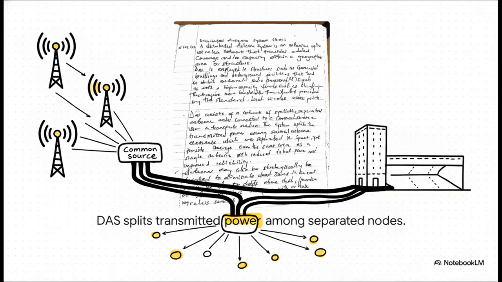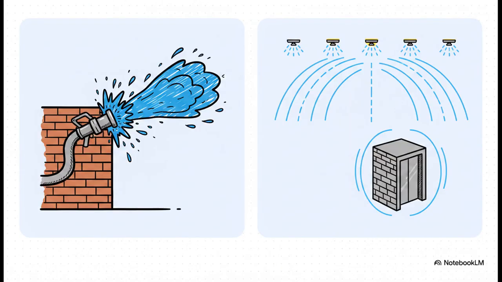Here is how it actually works. A DAS is a network of spatially separated antenna nodes. These nodes are all connected to a common source via a transport medium. So, instead of one massive antenna doing all the heavy lifting, the system actively splits the transmitted power among several strategically placed antenna elements. Think of it like watering your lawn.